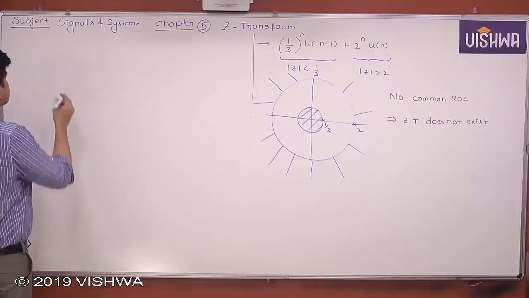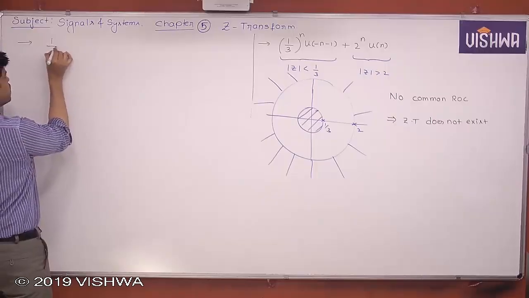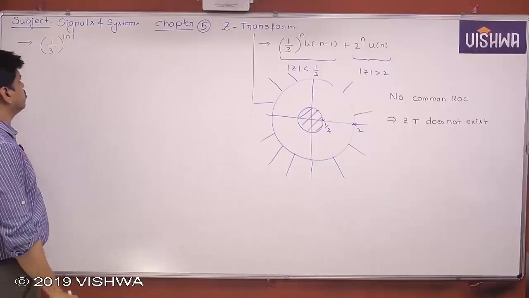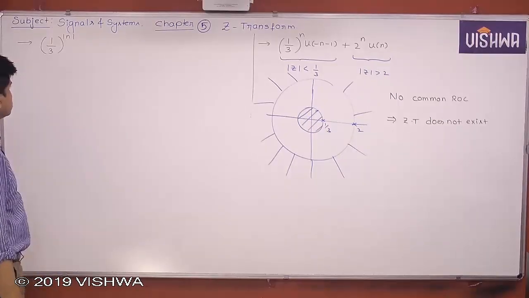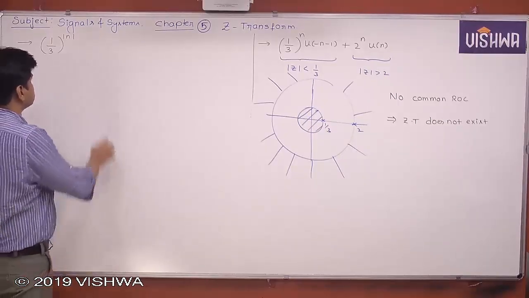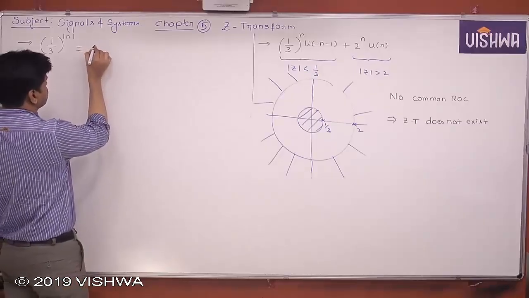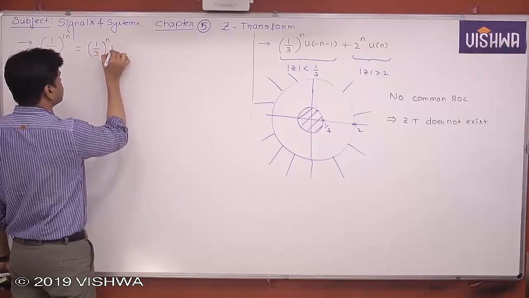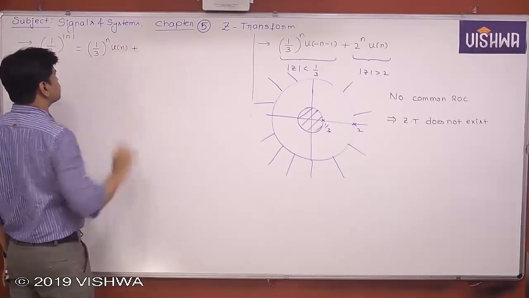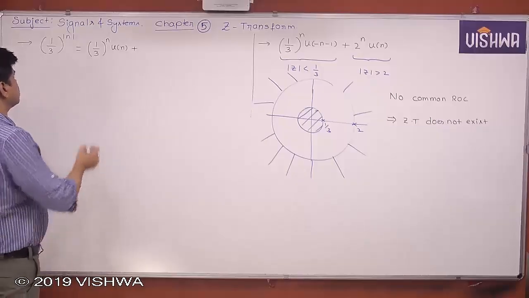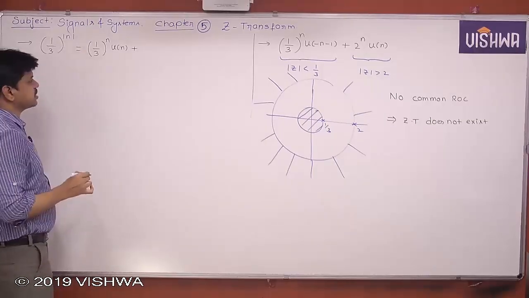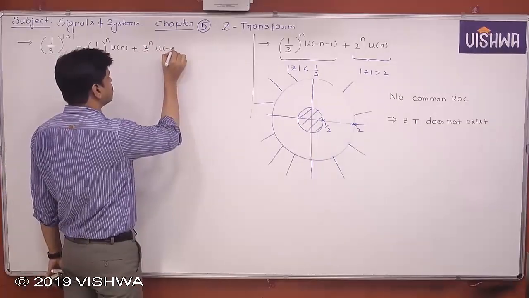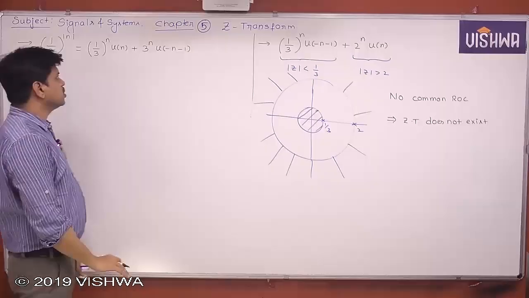Next, 1 by 3 whole power mod n. For this signal we have to see. So this signal can be expanded like this. If n is greater than 0, then it is going to be 1 by 3 whole power n u of n. If n value is less than 0, then it is going to be minus n. 1 by 3 whole power minus n can be written as 3 power n, 3 power n u of minus n minus 1. So this is the way we can write.